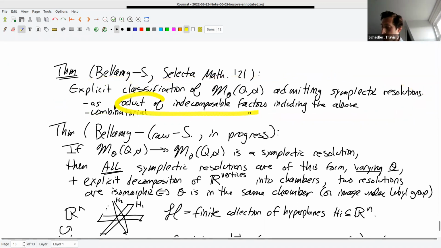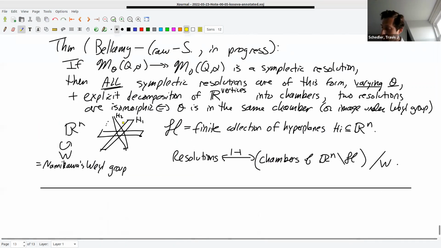And they're a product, again, of indecomposable factors. And now in progress with Alastair Craw and Gwyn Bellamy, we'll finally classify all the resolutions of all of these things. It just comes down to an explicit hyperplane arrangement in some n-dimensional space, where n is equal to the number of vertices. Then you just vary the stability parameter in the complement of a hyperplane arrangement. And the resolutions are then in one-to-one correspondence with chambers of this hyperplane arrangement up to the action of some Namikawa Weyl group. Okay, sorry that was very fast at the end, but that's all the time I had. So thank you for your attention.